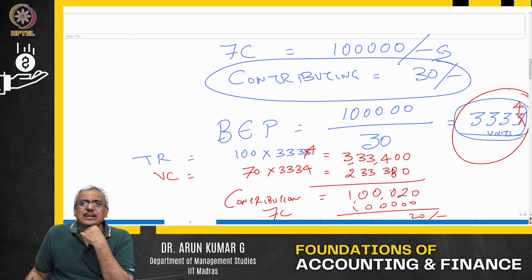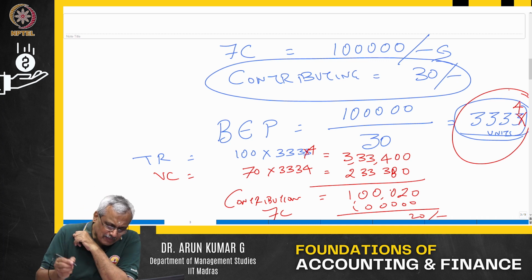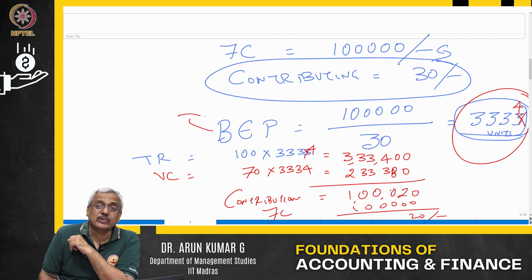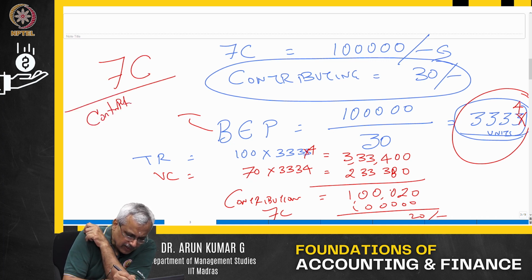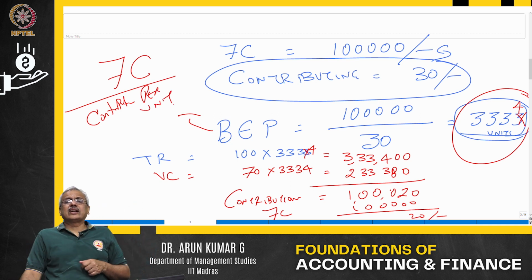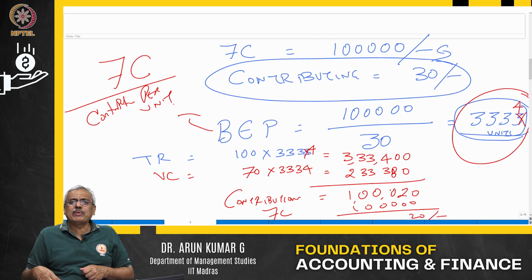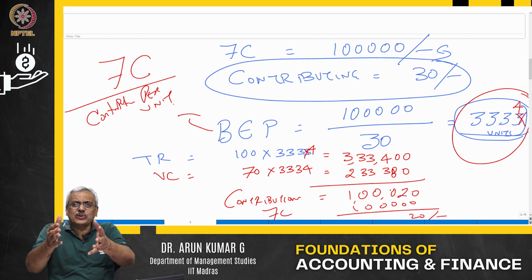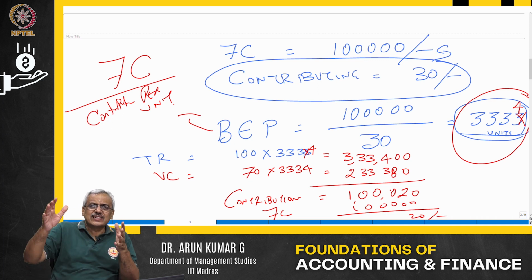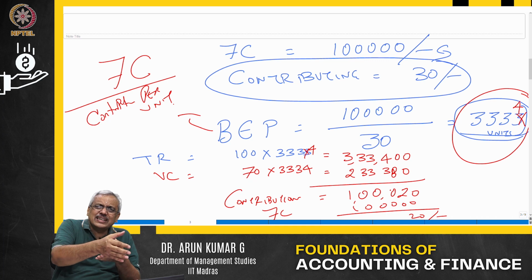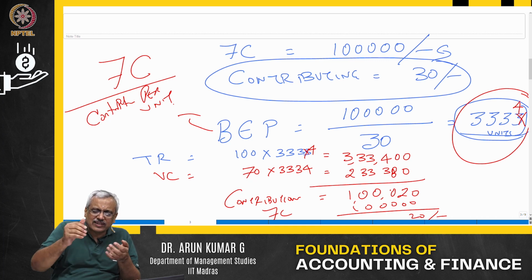So what are we looking at? This is why the break even point, if you have to use the formula, is nothing but fixed cost divided by contribution per unit. I am saying that every unit I manufacture is giving me 30 rupees of contribution. My fixed cost is 1,00,000. So I have said how many units I need to manufacture to cover this.